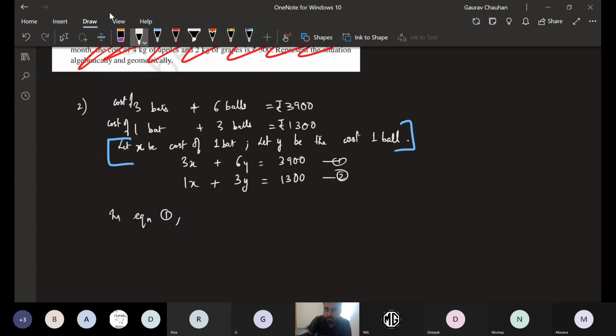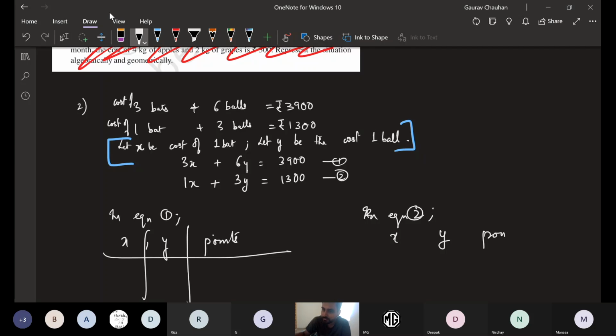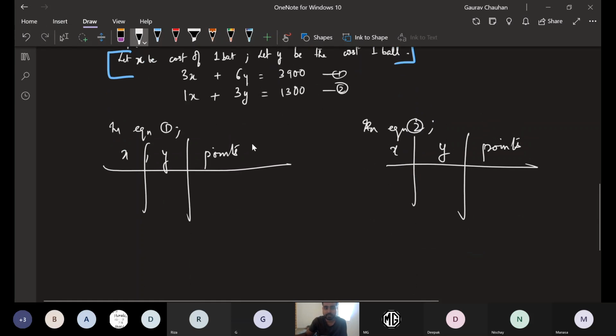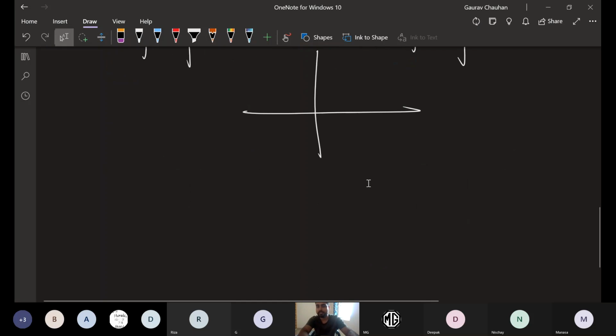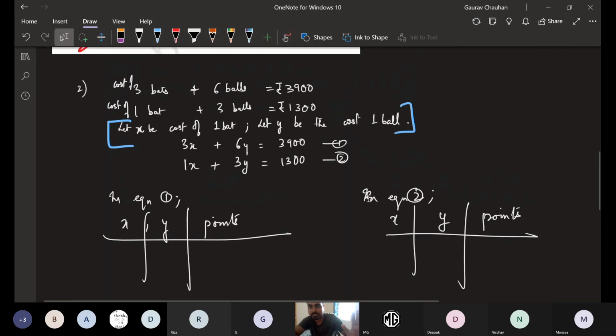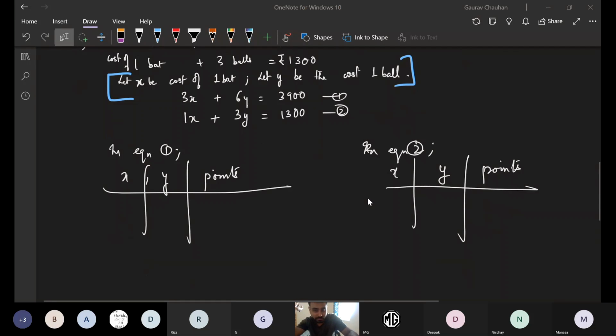So in both equations, you take them as equation 1 and equation 2. In equation 1, you find X and Y and the points. In equation 2, you find X and Y and the points. Put something in place of X, you will get some Y, like that. You find all the points, then you go to the coordinate plane, your graph. In that graph you will get two lines. Basically that's what we have to do. I'm not going to do that, we've seen that. Any confusion in this?